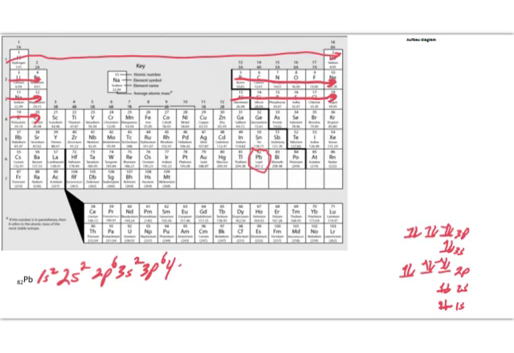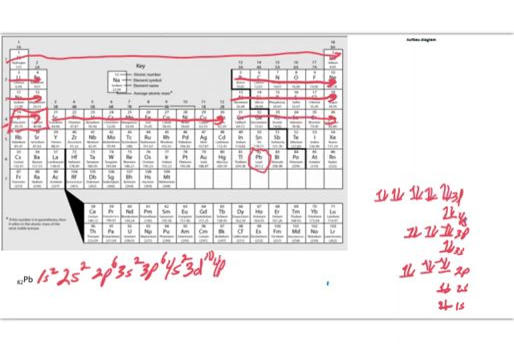4s2. Remember, I'm looking at the number, and I'm in the s block, so this is the 4s, 2 electrons. Now I go to the 3d10 and fill those up. And I go back to the 4p and put all 6 of those electrons in there.